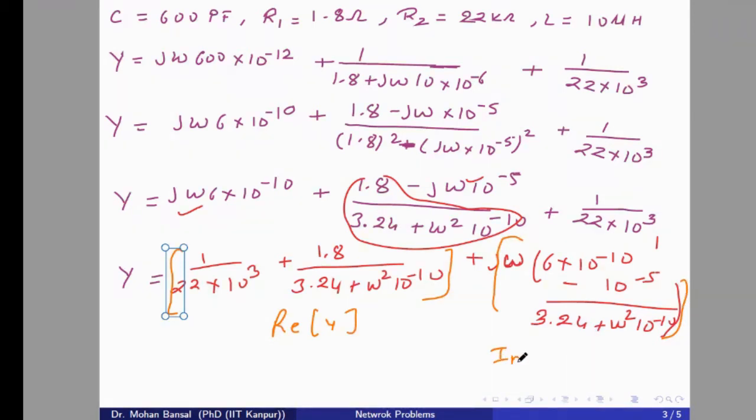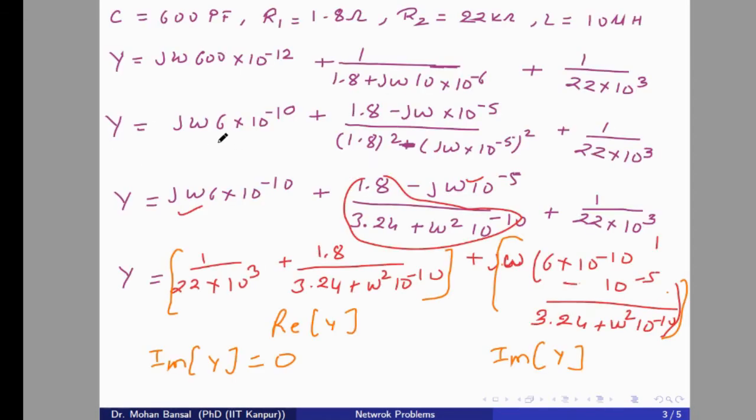We have real as well as imaginary part, and we know resonance frequency occurs when the imaginary part of admittance is equal to 0. So we substitute the imaginary part of y equal to 0 and compute the value of omega. At what value of omega is the imaginary part of the admittance 0? That will be the resonance frequency in radian per second. After that, we'll convert that frequency into hertz using omega equal to 2 pi f, or f equal to omega divided by 2 pi. Let's see.